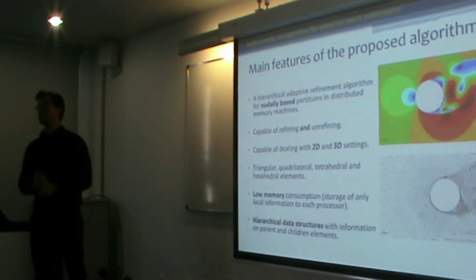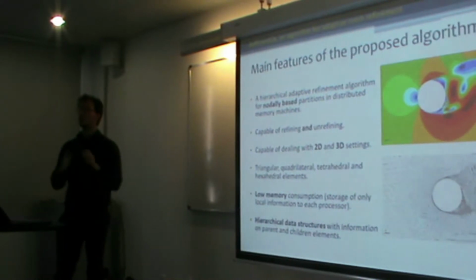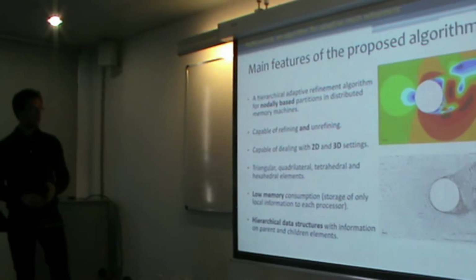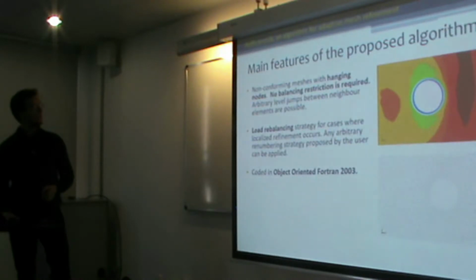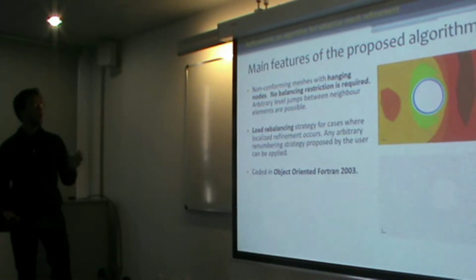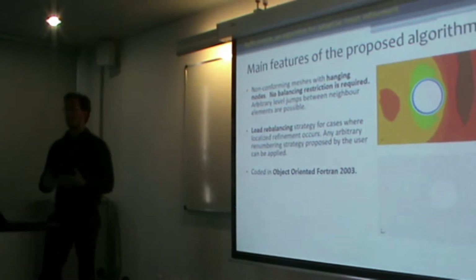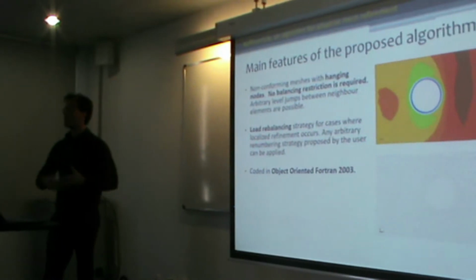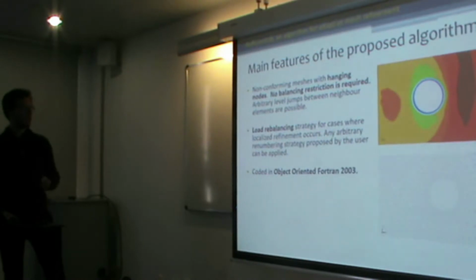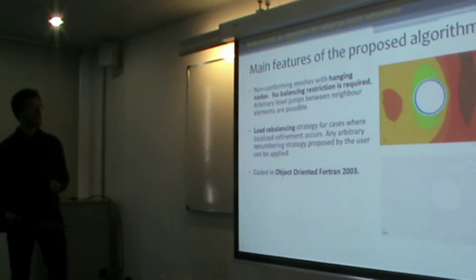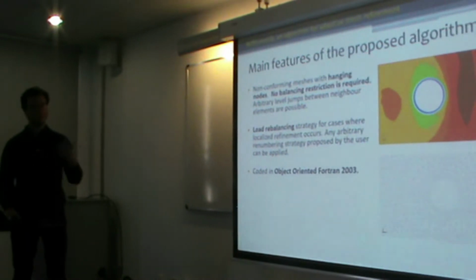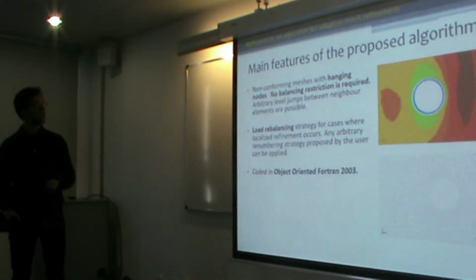It has a low memory consumption, which means that at each processor we only store the information required by that processor, and then it works by using hierarchical data structures. Okay. It results in non-conforming meshes with hanging nodes, and no balancing restriction is required, so we do not have a 2-1 balancing restriction, although we can apply it if it is necessary. Okay. We also have low rebalancing, and it is a library which is coded in object-oriented Fortran 2003, and in fact the interface is quite simple, so it is easy to couple with our finite element solver.